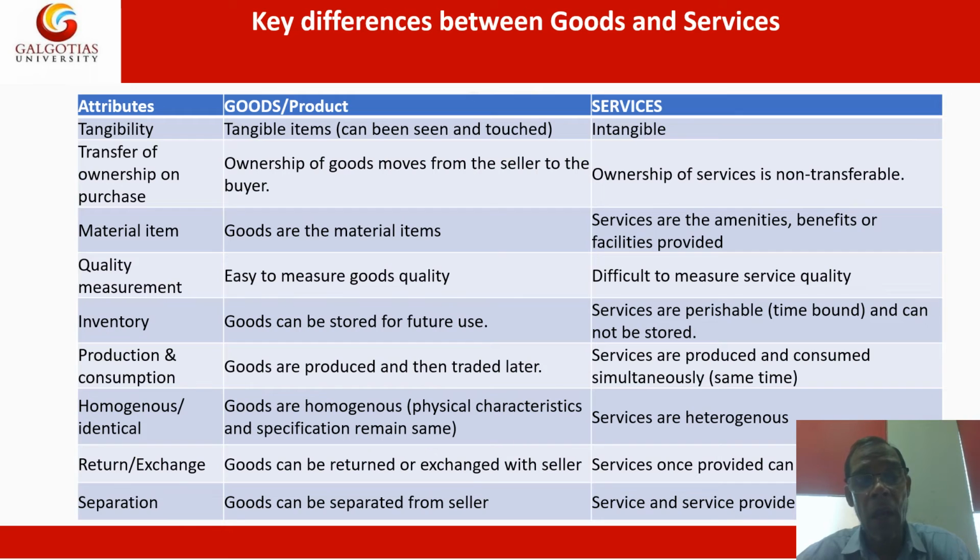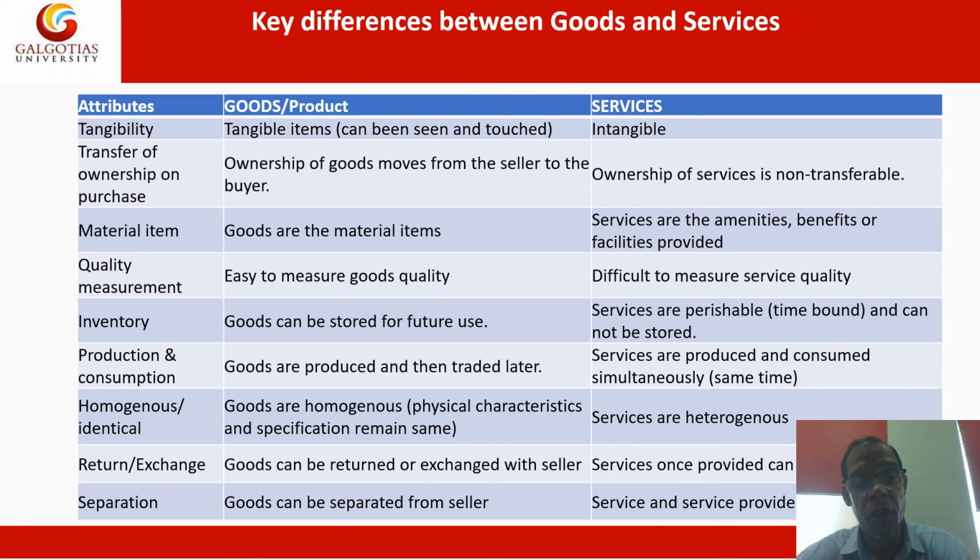Production and consumption. Goods are produced one time, they can be stocked and sold later. But services are rendered and consumed simultaneously. Homogeneity: most goods are homogeneous. Physical characteristics and specifications remain the same from product to product. But services will vary from one service provider to another. Let us say the same patient goes to heart specialist A and heart specialist B, they will get different kinds of service.